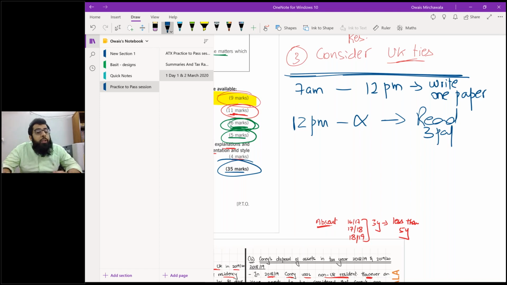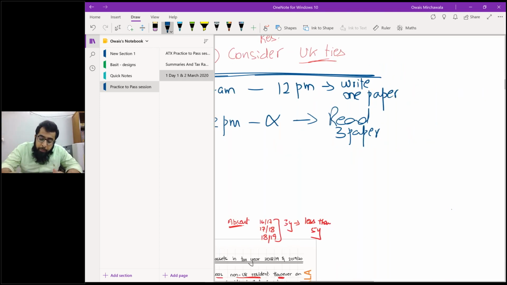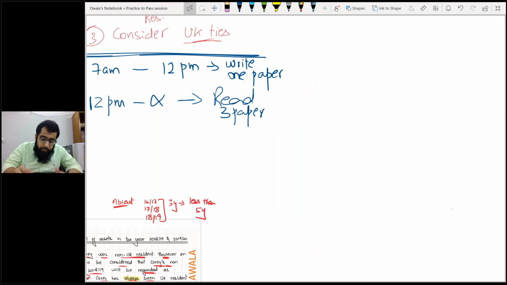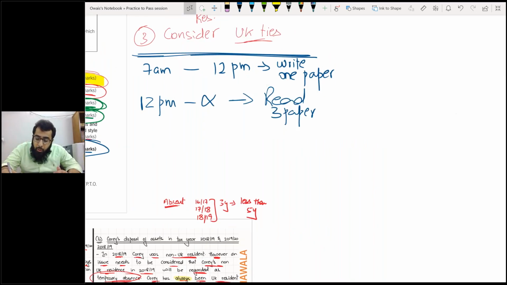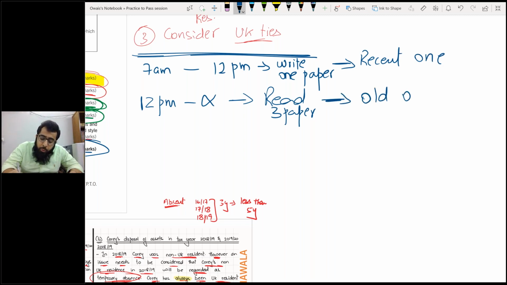Now make it your daily schedule. Write one paper in the morning and read 3 papers. When you write one paper, start from recent ones, and when you read 3 papers, start from old ones. For example, do the March 2020 paper in the morning, and after 12 p.m., you have to do reading of 3 papers.